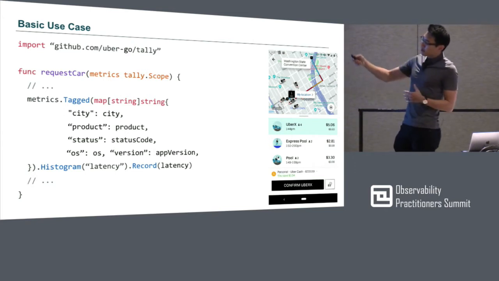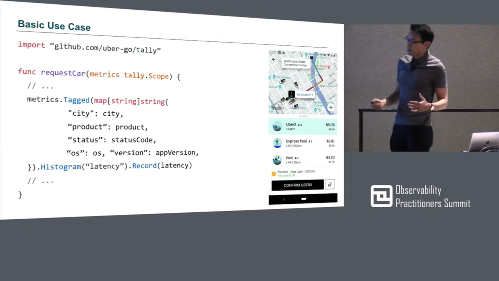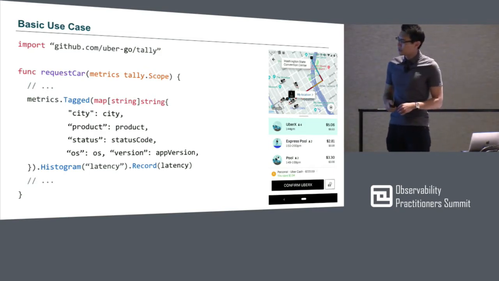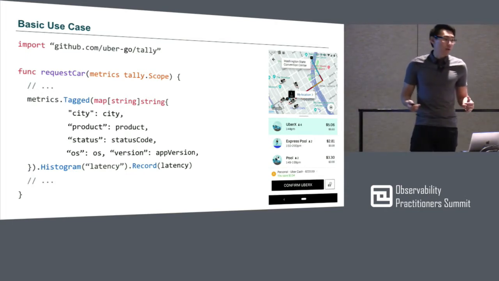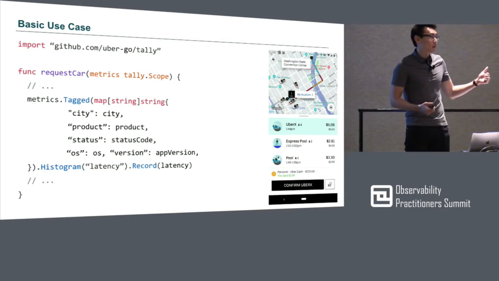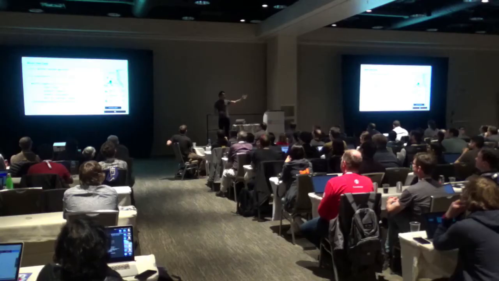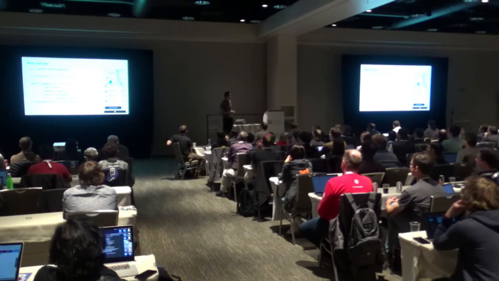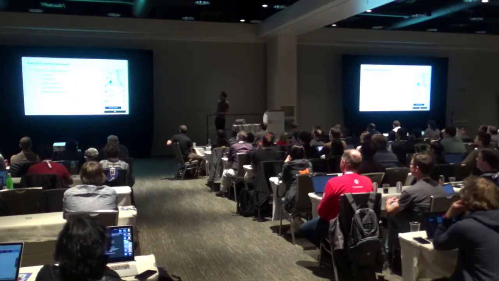For this one metric, we're using a histogram because histograms are better than summaries. And we're putting just 5 tags onto it, right? City, product, status, OS, and version. Does anyone here want to have a guess at how many time series that single line of code can produce? 100 million, that's a great guess. It's more than a million, which is good, otherwise this talk would be very boring. It's not quite 100 million, but let's go to the next slide.